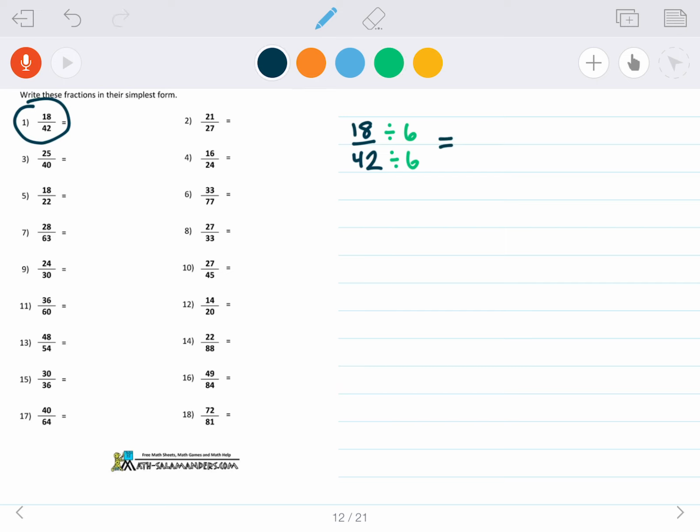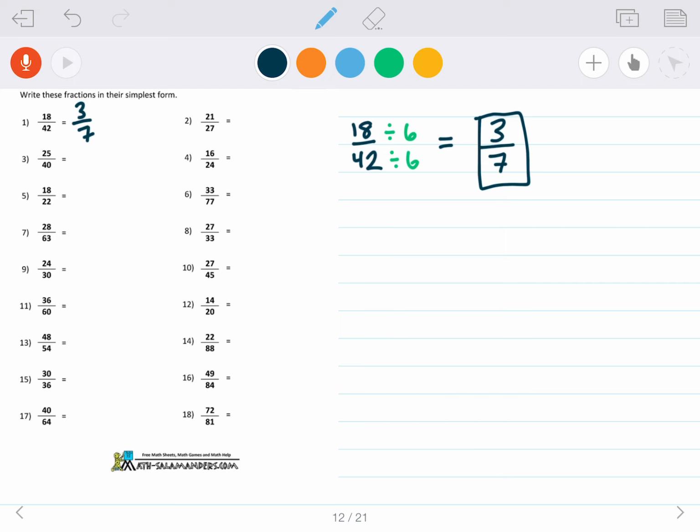18 divided by 6 on top is going to give me 3, and 42 divided by 6 on bottom is going to give me 7. Now, 3 and 7 can't be divided anymore. 3 doesn't go into 7. So that's it. This is my answer in simplest form. So this is going to be 3 over 7.